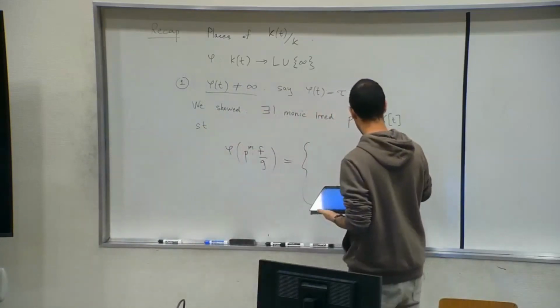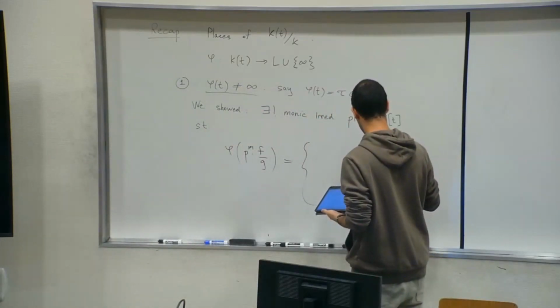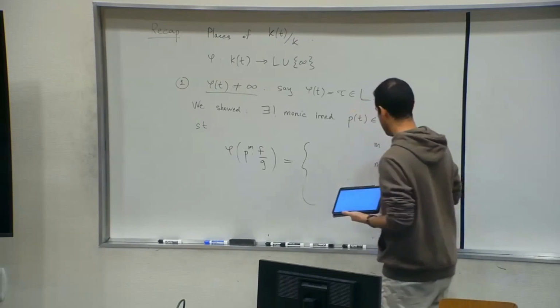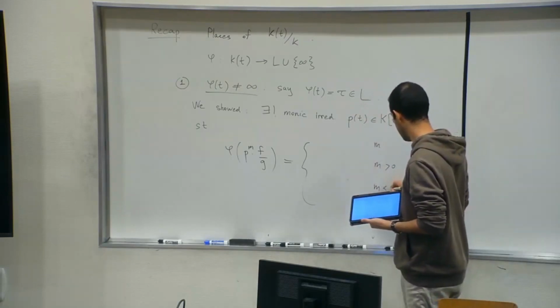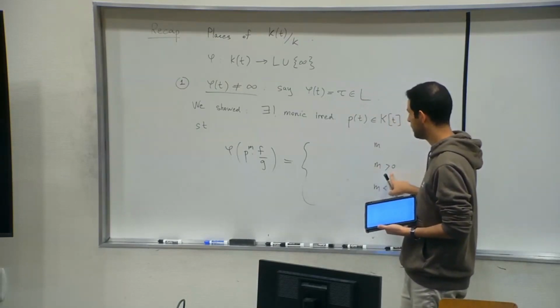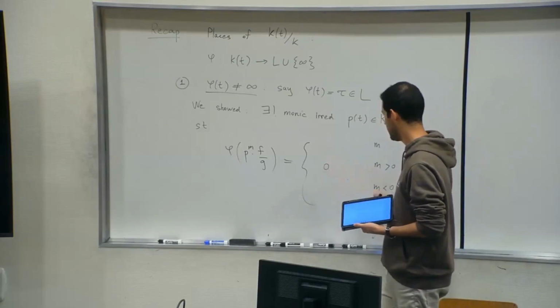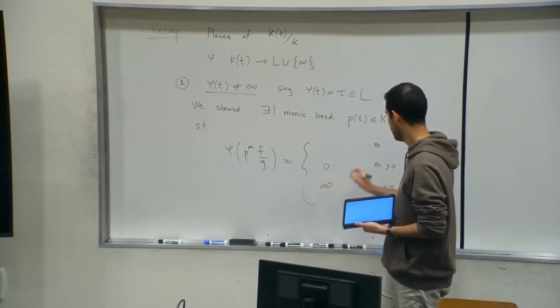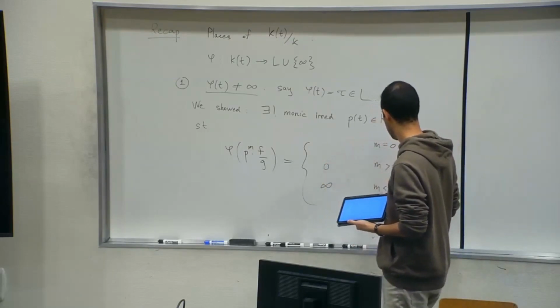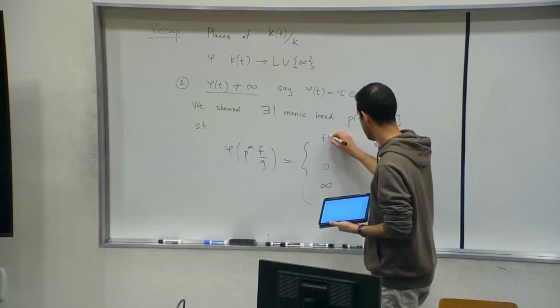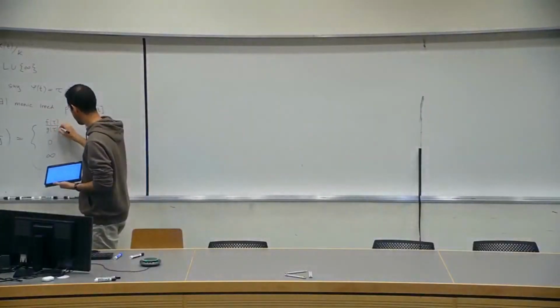And then there are three cases. If n is positive, then phi is 0. If n is negative, then it's infinity. And if n is 0, it's just f of tau over g of tau.